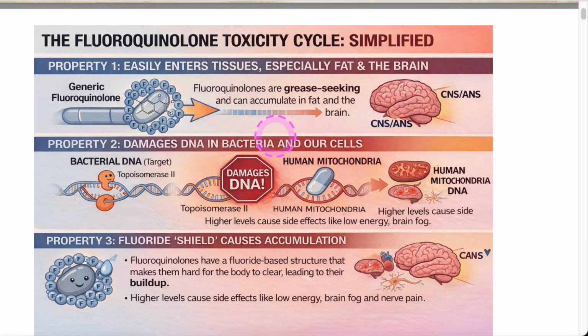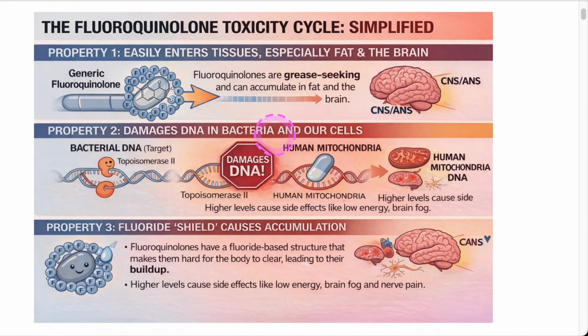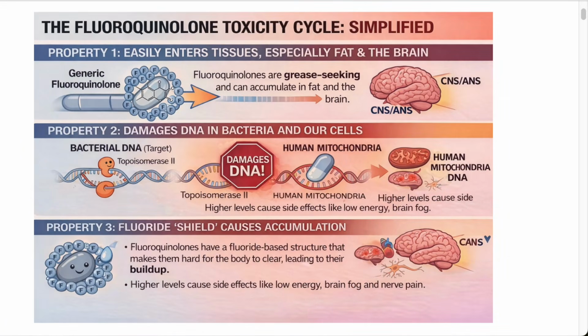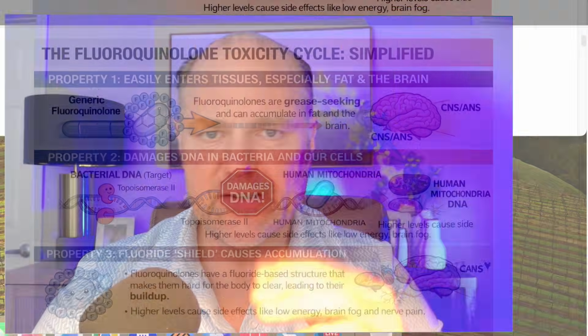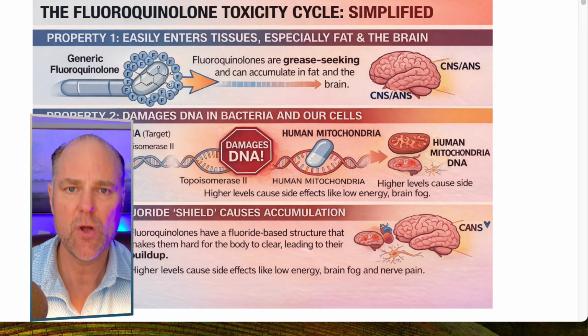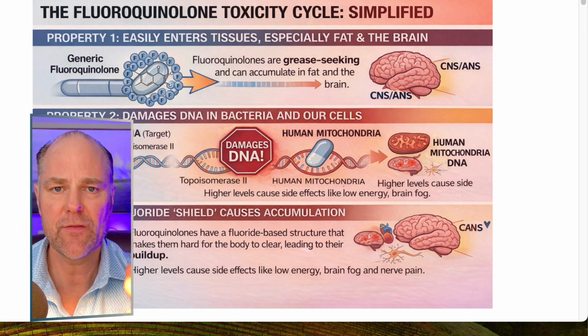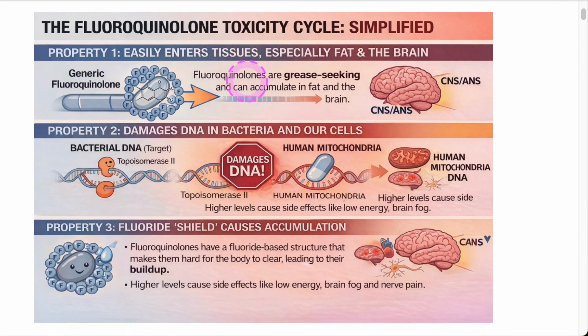So what we're going to go over is these fluoroquinolone toxicities. They have basically three really important properties together, and these three properties are the main reason why people are suffering from these antibiotics. The first property is that it easily enters the tissues, especially fat tissues.